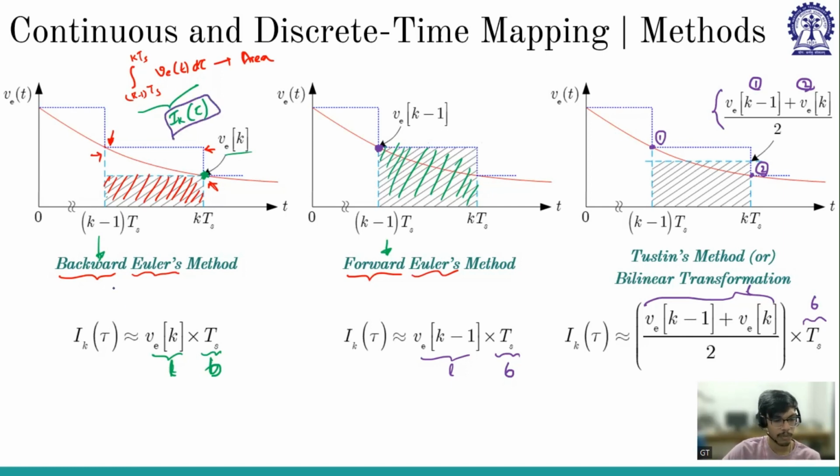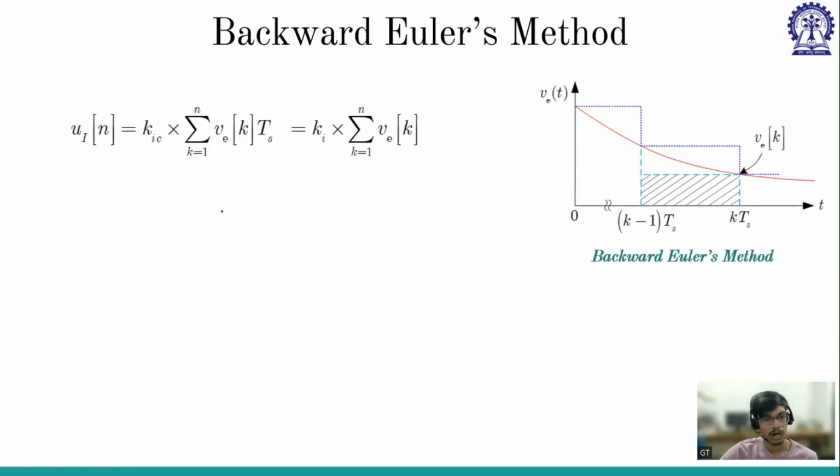So backward Euler method means Ik of tau is VE of k into TS. This is VE of k minus 1. And this is the summation of both by 2, which is the average. So first we'll discuss the backward Euler's method, then we'll go to forward Euler, then we'll go into the bilinear transformation.